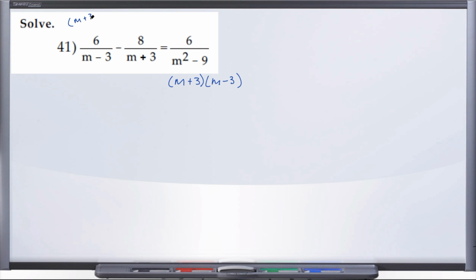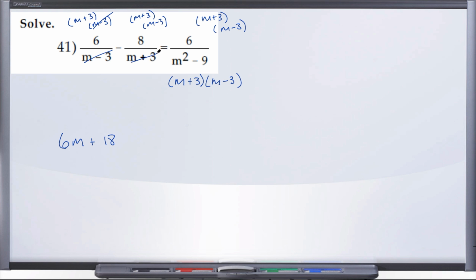So m plus 3, m minus 3, m plus 3, m minus 3, m plus 3, m minus 3. And now we get to go through and cancel and see what's left. So m minus 3 cancels with m minus 3, and we're just left with m plus 3 times 6. So what we end up with is 6 times m. It's going to give us 6m. 6 times 3 is going to give us 18.